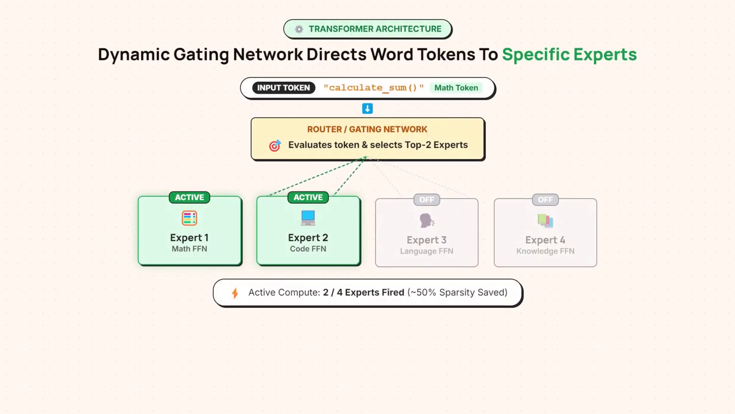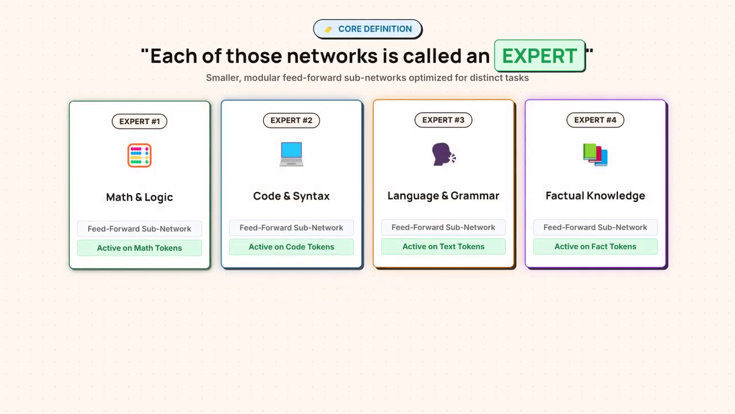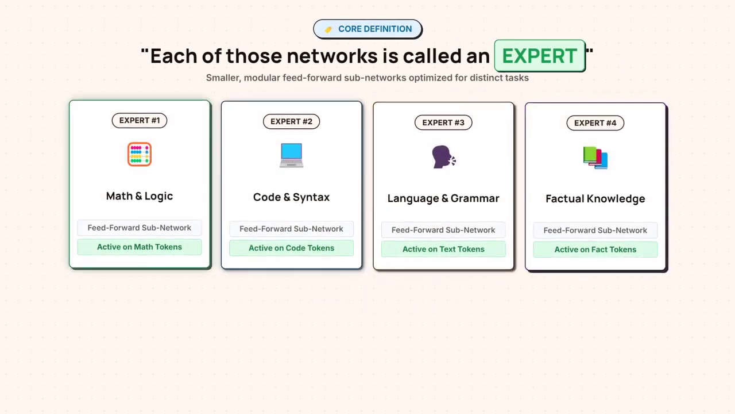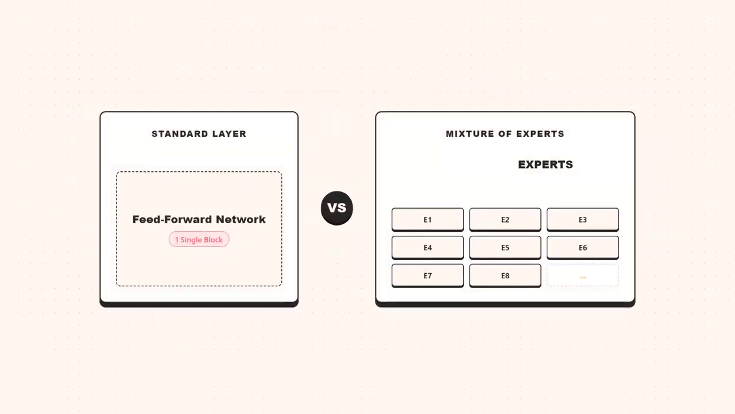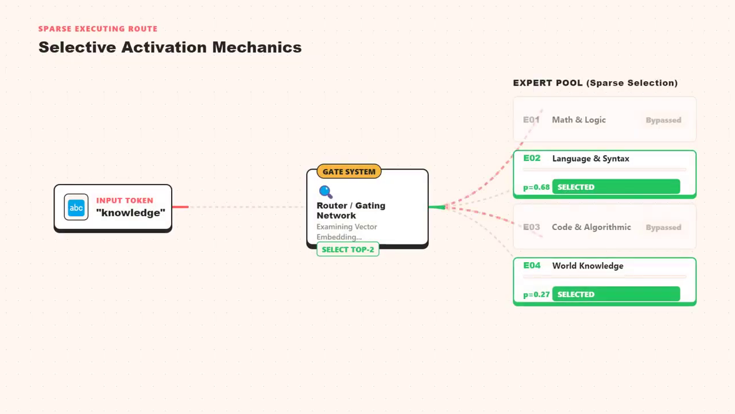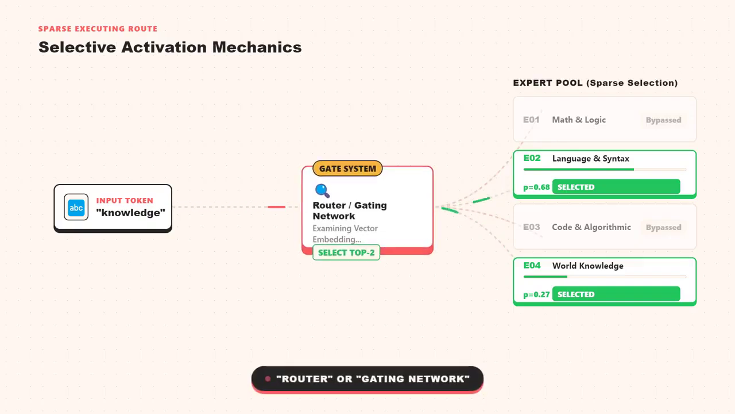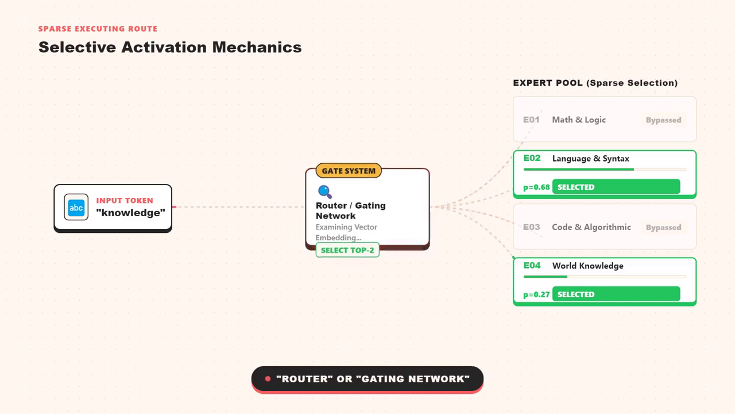In a mixture of experts transformer, some of the normal feedforward networks are replaced by a collection of smaller feedforward networks. Each of those networks is called an expert. Instead of having one feedforward block in a layer, you might have 8 experts, 64 experts, 256 experts, or even more. But the token does not pass through all of them. A small routing system examines the token and chooses which expert, or small group of experts, should process it. That routing system is often called the router or the gating network.